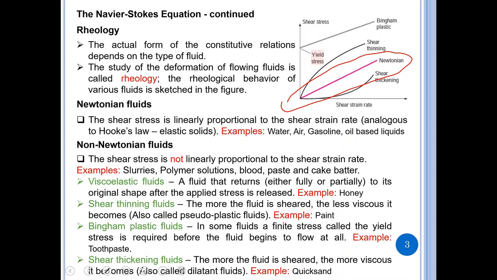So I just repeat again, we have made different assumptions to reduce the number of unknowns. We have assumed incompressibility, isothermal, constant viscosity, and we are limiting our discussions to Newtonian fluid only, where there is a direct relation between shear stress and shear strain rate.